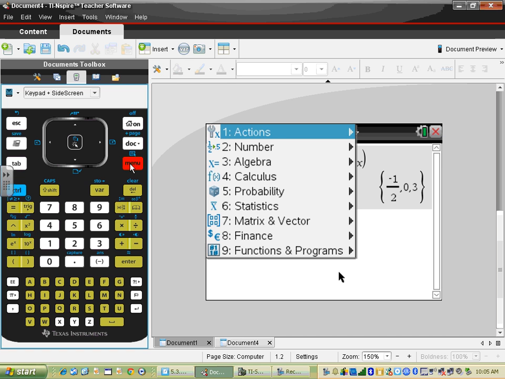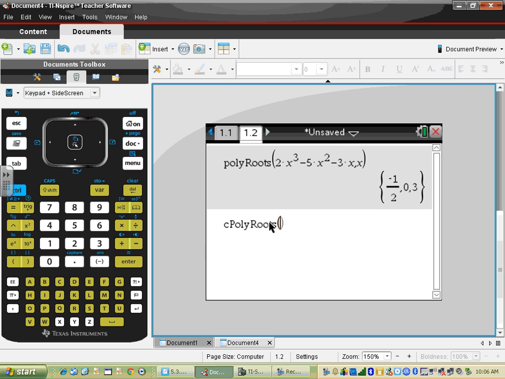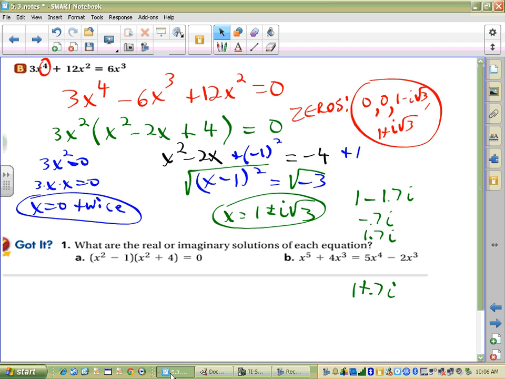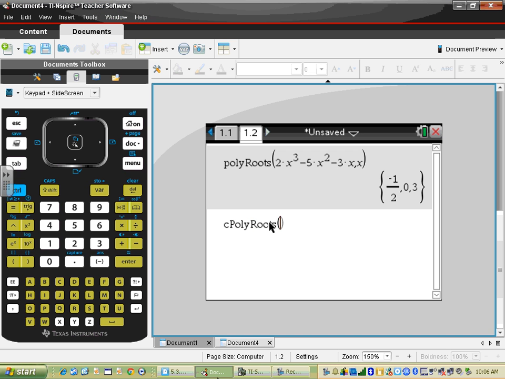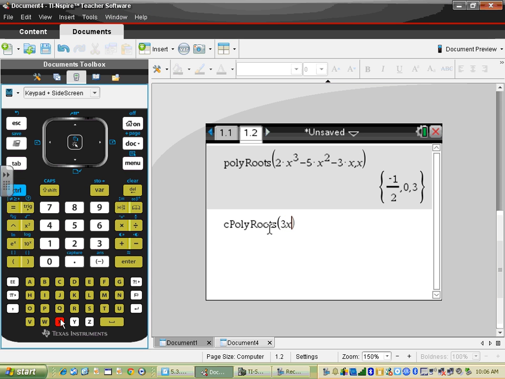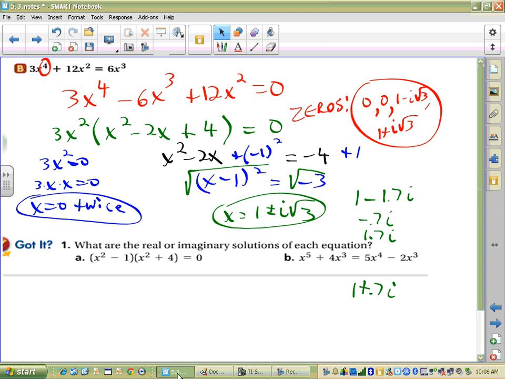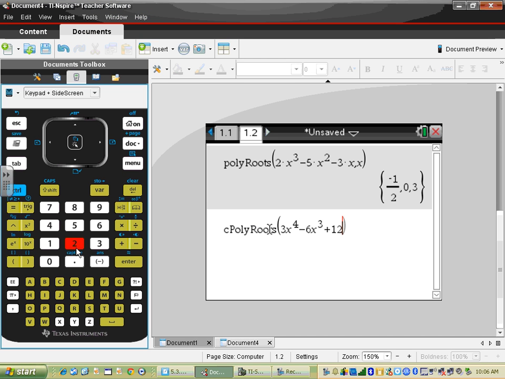So menu, algebra, polytools, complex roots. So I had, what did I have? 3x to the 4th minus 6x cubed, and then plus 12x squared. Whoop, I got to get out of the exponent. After I do that, I have to tell it, let's find the roots for the variable x. So I need to put a comma x in. Otherwise, the calculator won't like it.